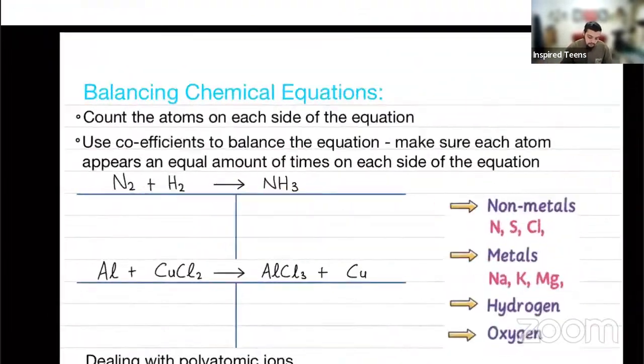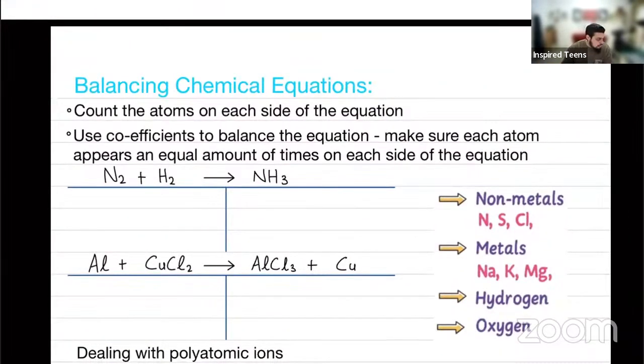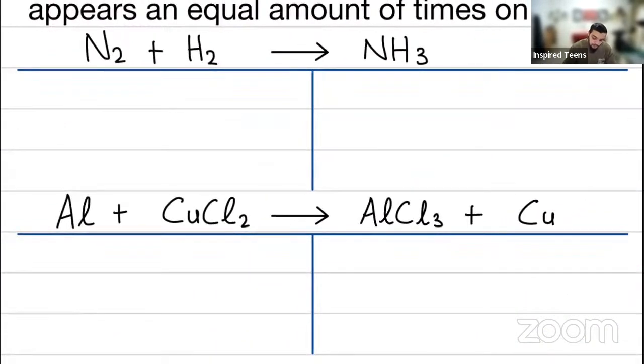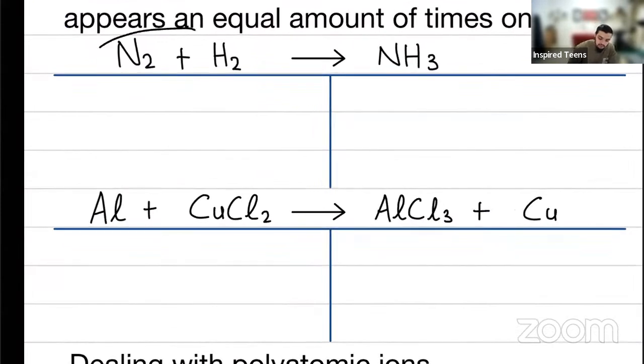Okay, so in order to balance a chemical equation, of course, you're going to be dealing with a chemical equation. What you want to do first is count the atoms on each side of the equation. Let's do step number 1. I have this reaction, N2 plus H2 gives us NH3. We actually know the answer from the previous question, but it's fine. On the left-hand side, I'm going to count the amount of nitrogen I have, and the amount of hydrogen that I have.